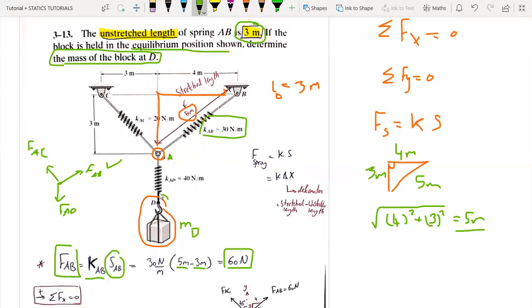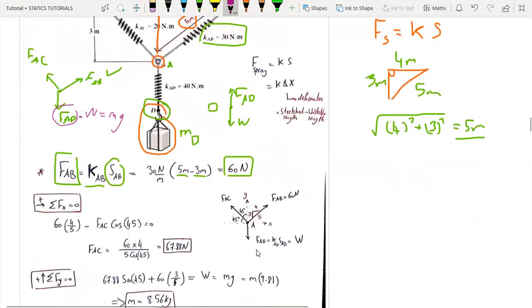But from point D, we can draw the free body diagram. Here the spring force FAD equals the weight at point D. So FAD, we can replace directly by the weight, which is M, mass, multiplied by G. So FAD equals the spring constant multiplied by stretch, but it's equal to the weight after doing the free body diagram of particle D. So directly I can replace it.